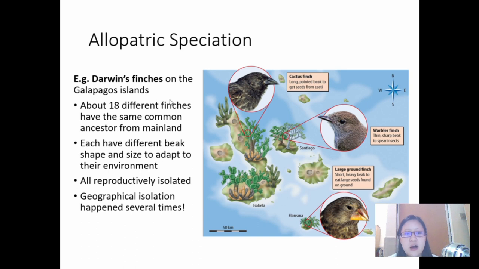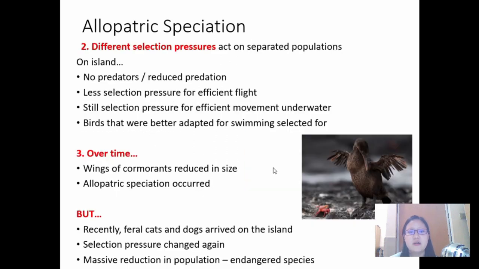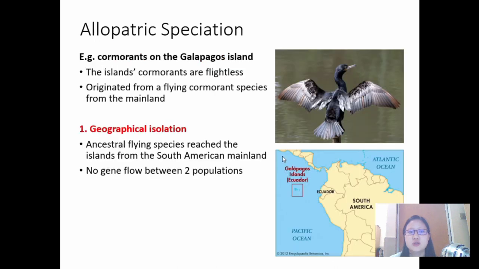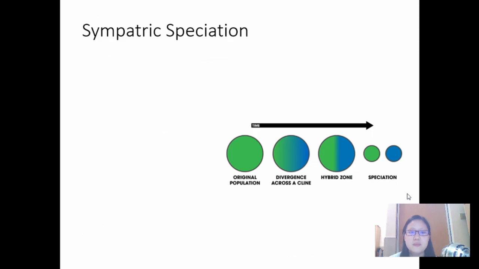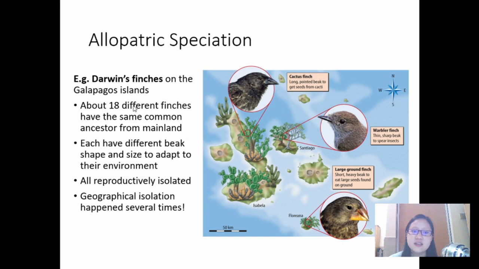Darwin's finches actually comprise a group of about 18 different finches of different species with the same common ancestor from, again, the mainland of South America. I wanted to show you the map. Mainland of South America here. The Galapagos Islands are here. Anyways, he discovered that all these finches each have a different beak shape and size to adapt to their environment, and they are all reproductively isolated.